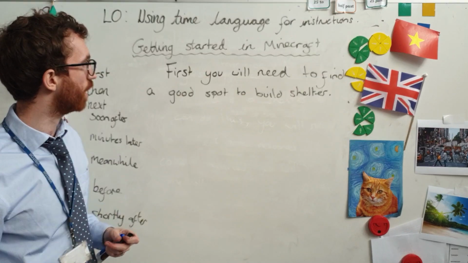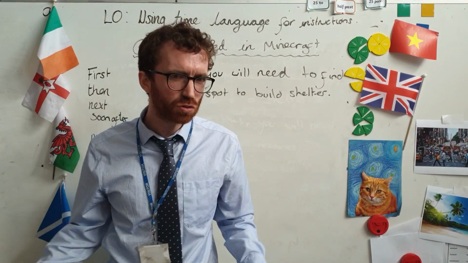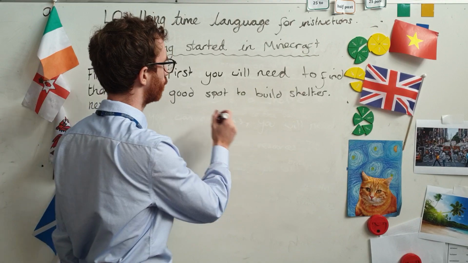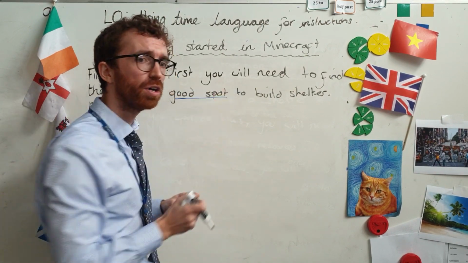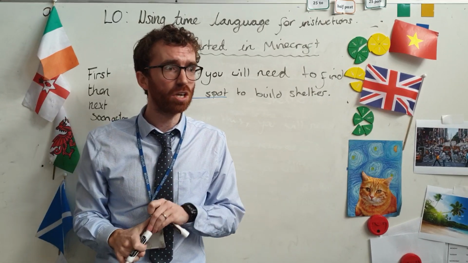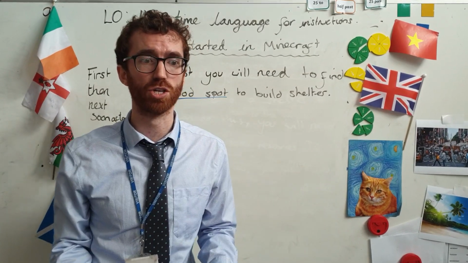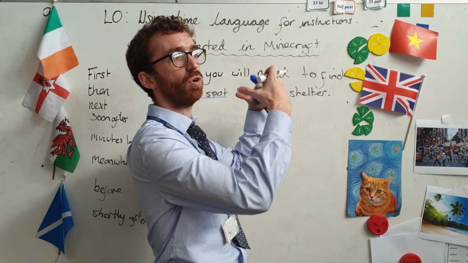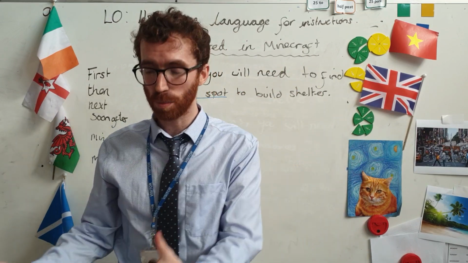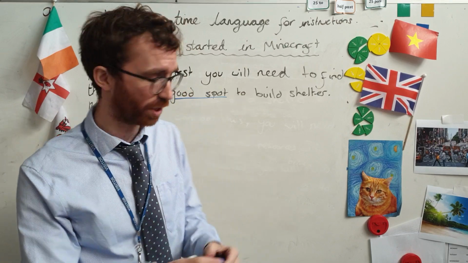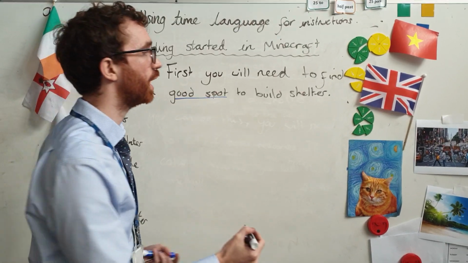So first I will need to find a good spot to build a shelter. A good spot. You can't use a phrase like a good spot and not explain to the reader what a good spot is. A good spot is a location. Now in Minecraft this would be a location where there are resources for trees, where there's probably some flat land so I can do some farming, and I'm probably going to want some water because water is going to be really important. So I'm going to go on to explain.